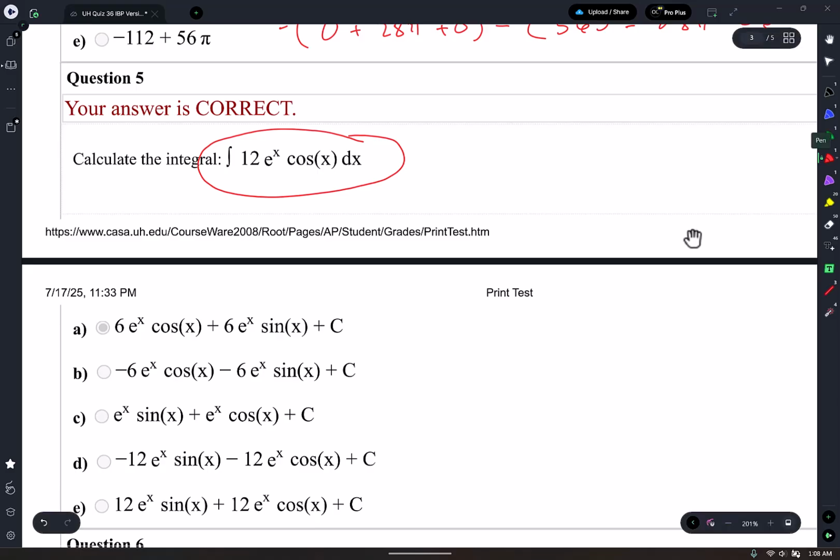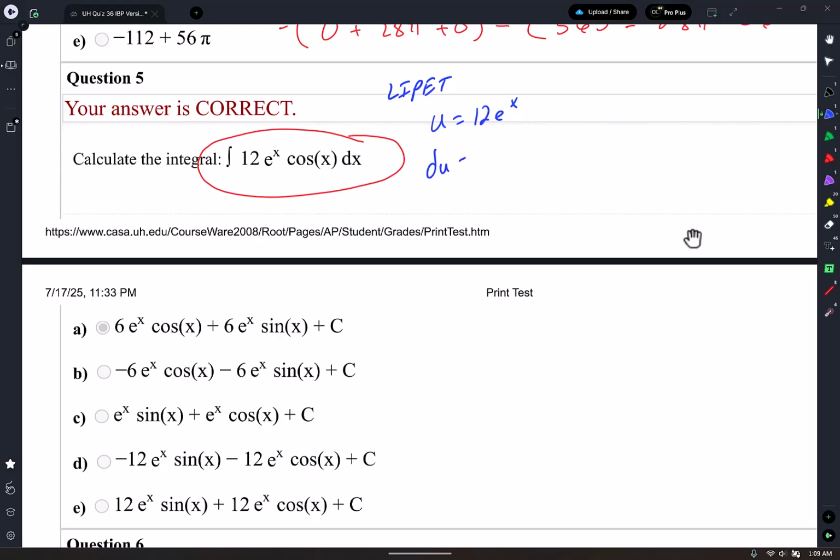In case you're wondering, like, what are you talking about? So I'm going to go ahead and write LIPET here. You know what? I should probably write it in blue, because I have red above. So let me write it in blue, and then in a little bit I'll switch it back to red. So LIPET: logarithm, inverse, polynomial, exponential, trig. So exponential, trig. That means u is going to be 12 e to the x.